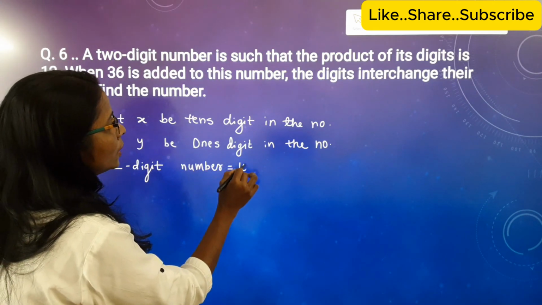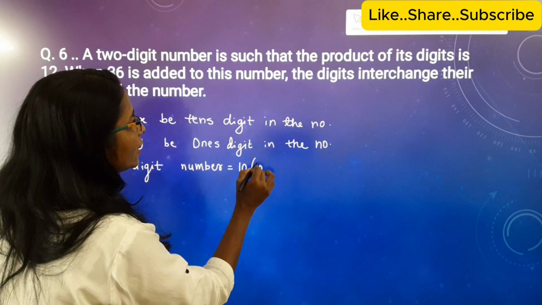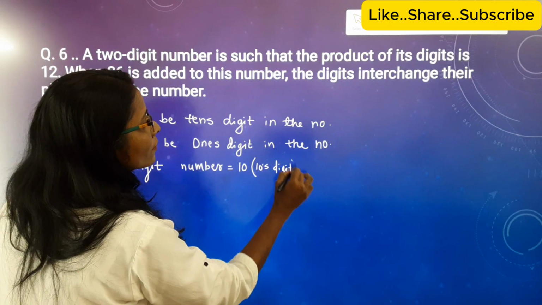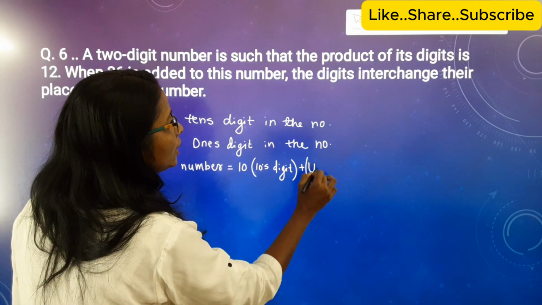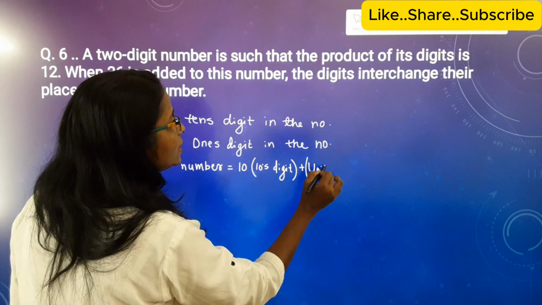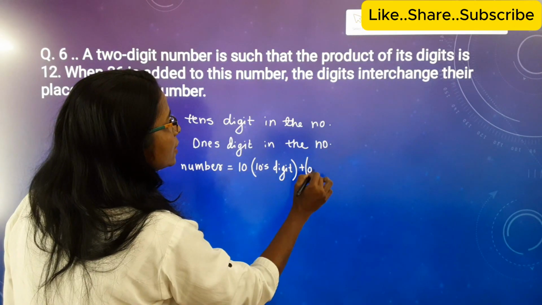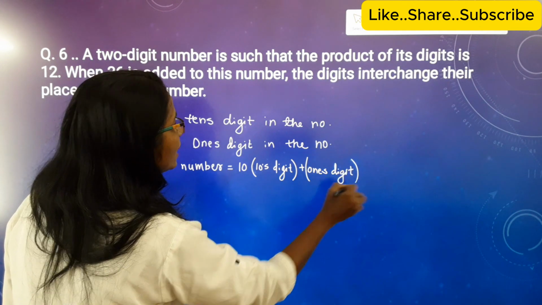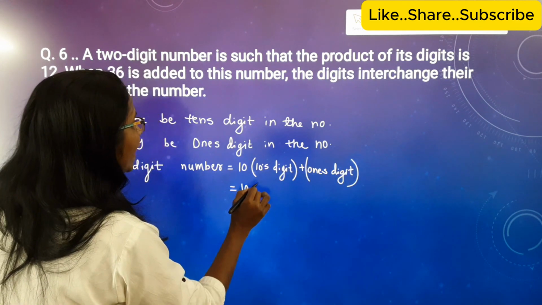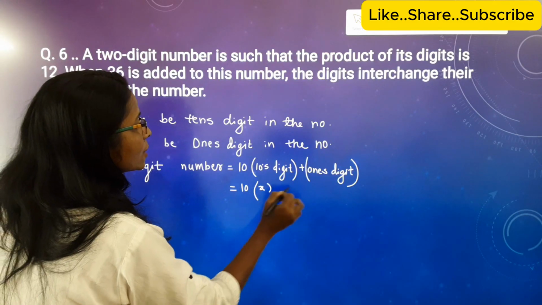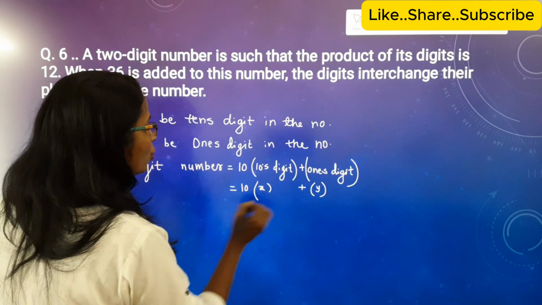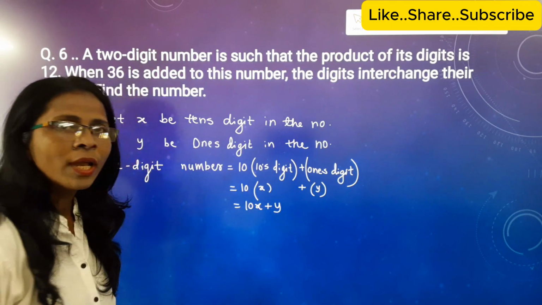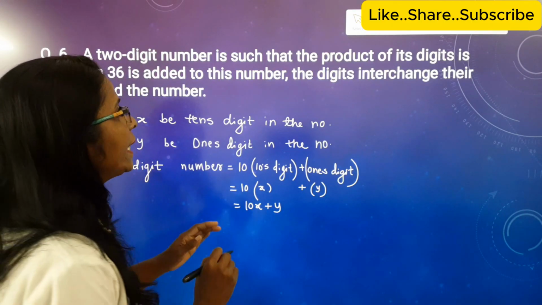is equal to 10 multiplied by tens digit plus units or ones digit. Okay, ones digit. So now here we consider the tens digit as x, so I write here x, and plus here y. So our two-digit number will be 10x plus y.